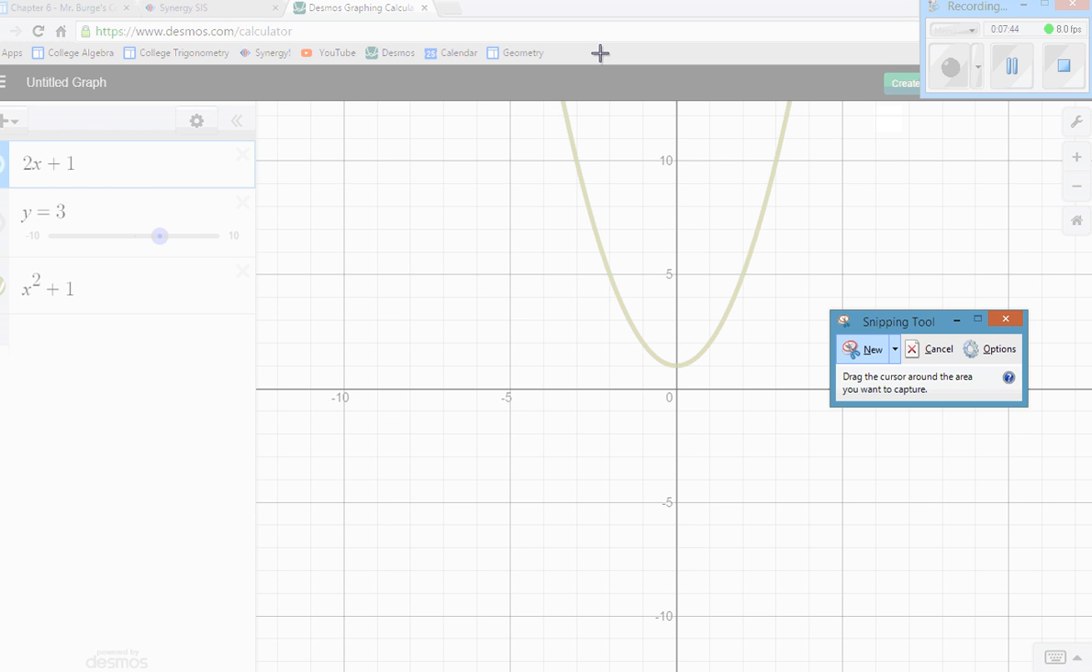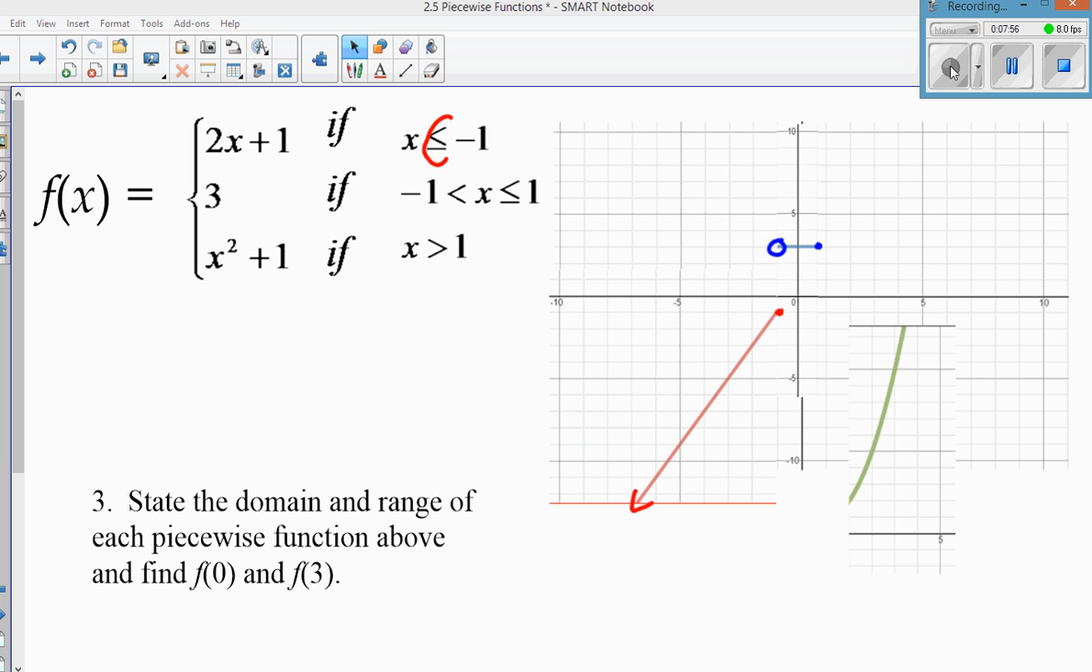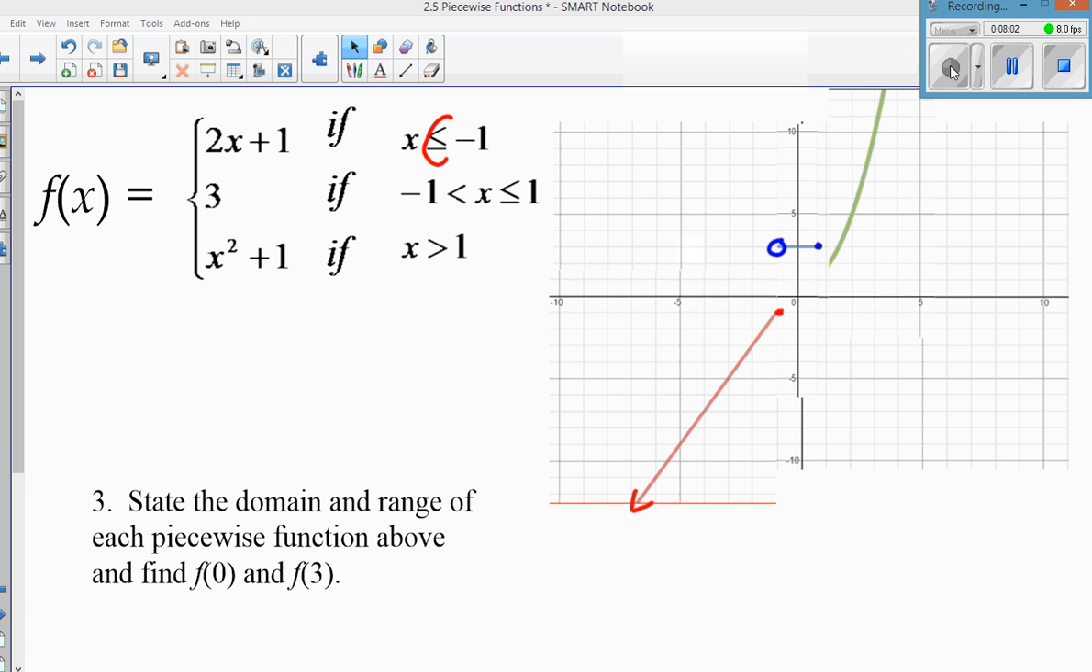As I snip it, it's going to be from 1 and off forever to the right. So as I paste this here, okay, and I can see, again, it's non-inclusive, so I have an open circle here. Notice this still is passing my vertical line test. At no point is anything defined twice at any given point. So let's go ahead and talk about domain and range.